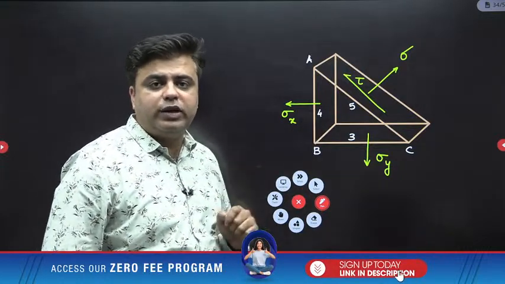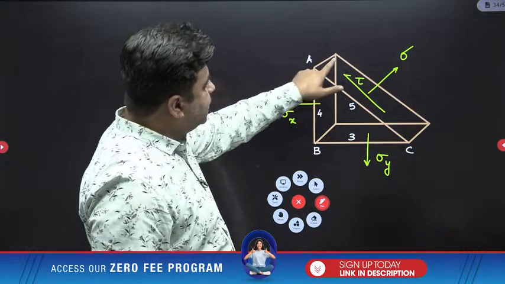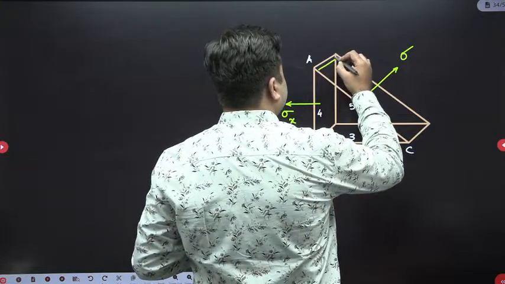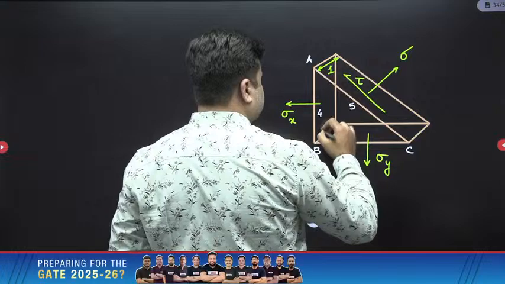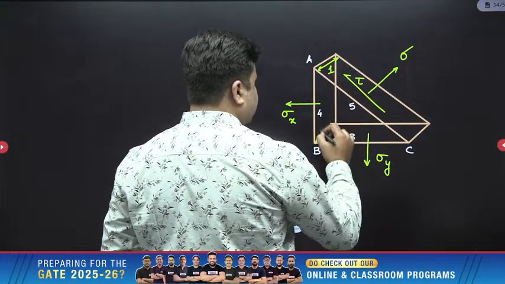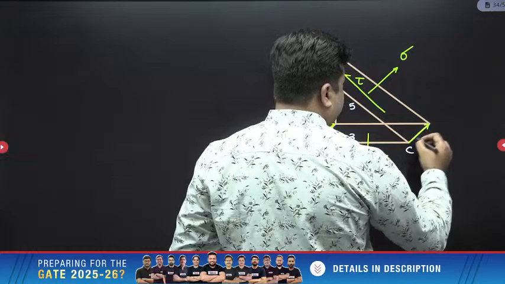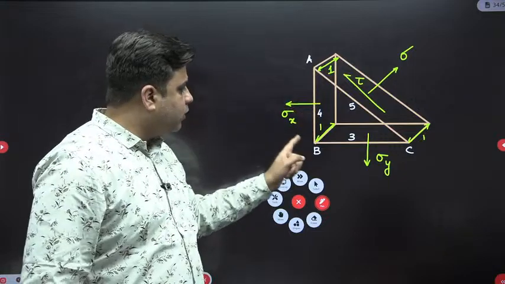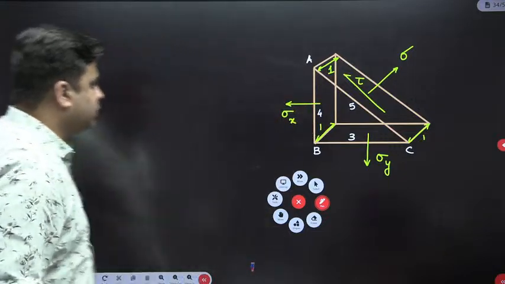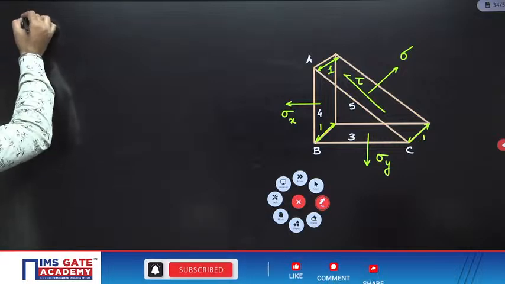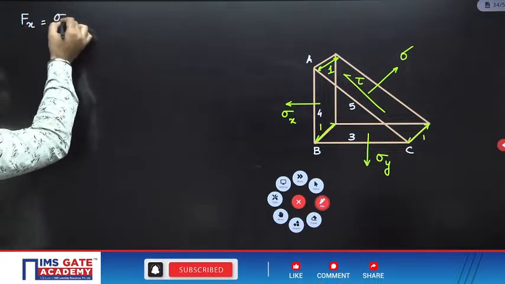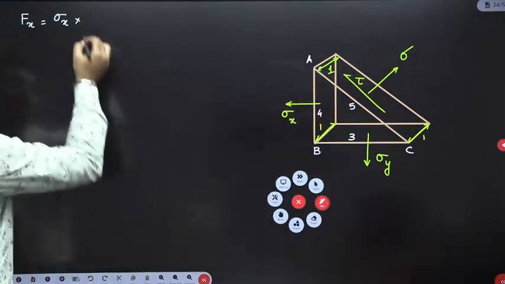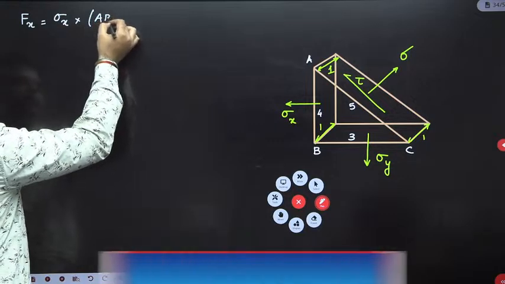So first of all, what you need to do is, you can imagine the thickness of this lamina as 1 unit. Means thickness of all the planes is 1 unit. What will be the force due to this sigma x? So force due to sigma x is Fx, and Fx is equal to sigma x into the area of this plane over which this sigma x is acting. So this is equal to AB into 1.